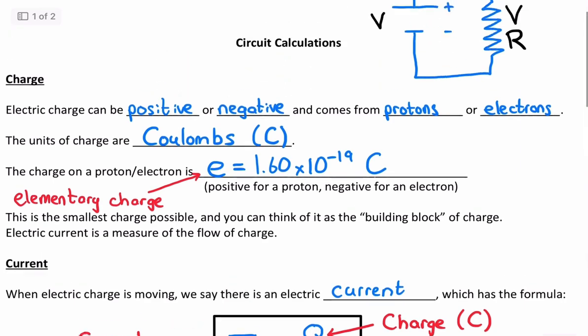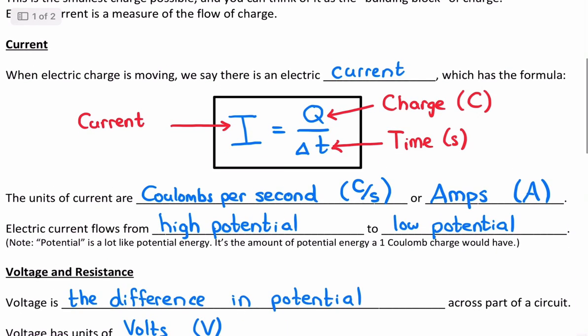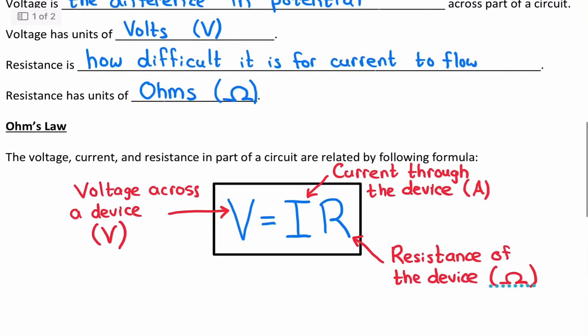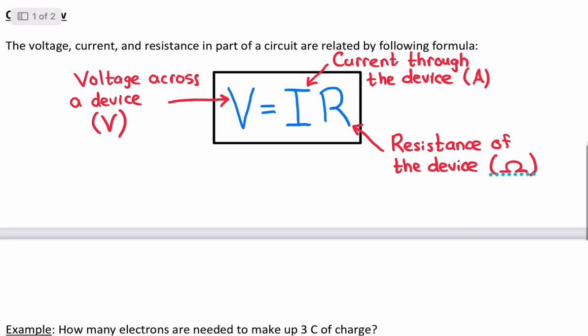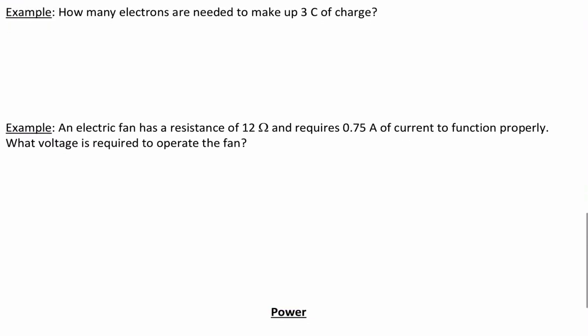Okay, so now we understand a little bit about charge. We understand how it's related to current. We understand about voltage and resistance and how those are all related. Let's do a couple of simple example problems. First example is just about charge. And it says how many electrons are needed to make up 3 coulombs of charge.